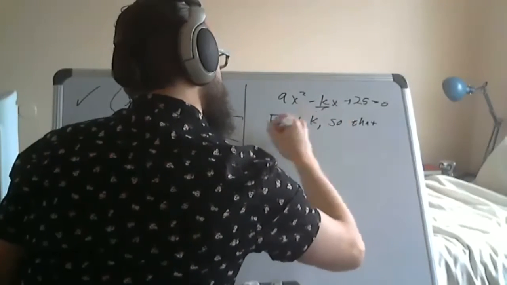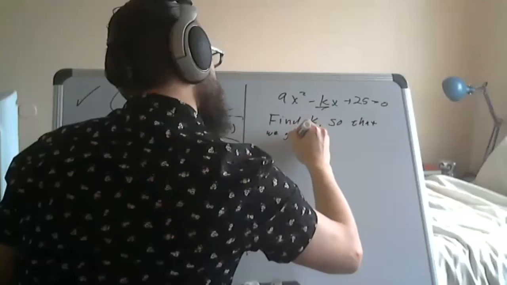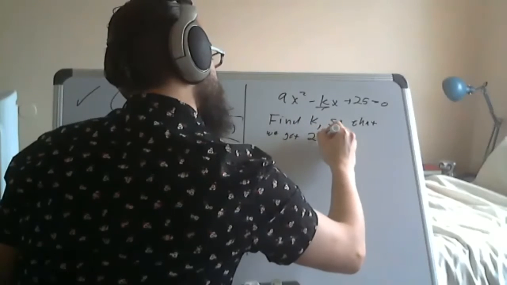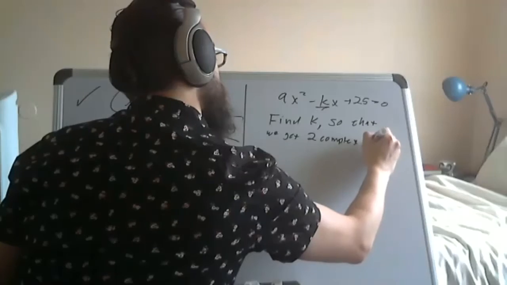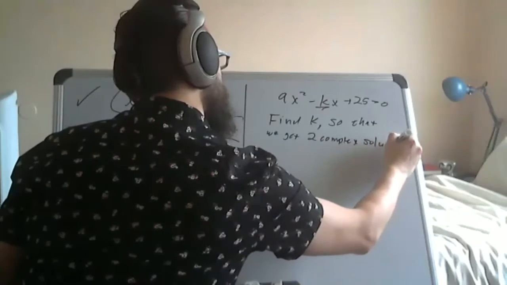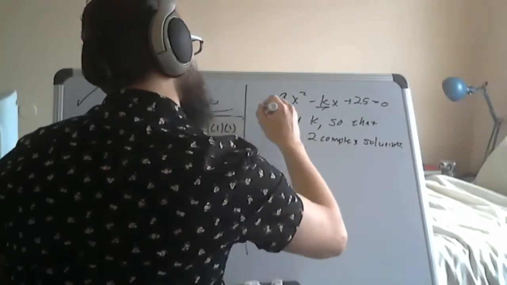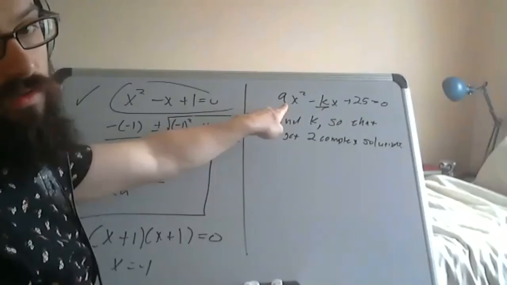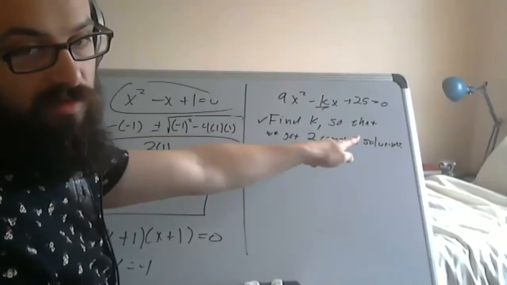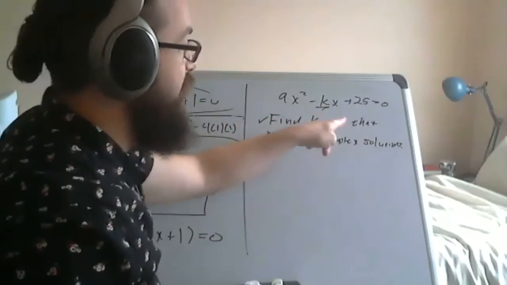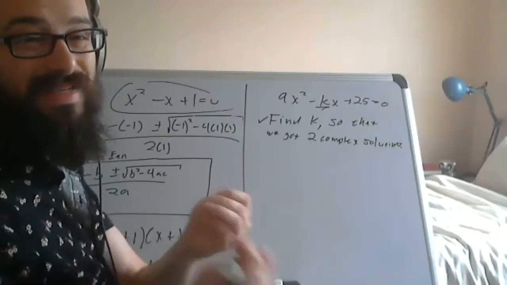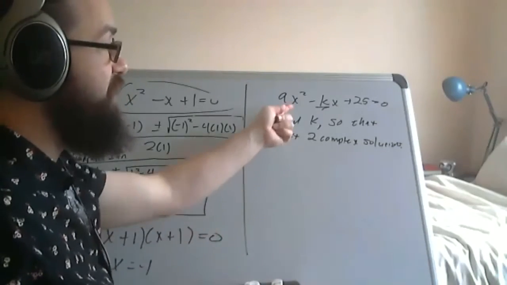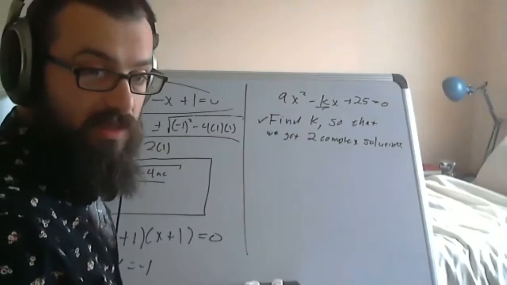So that we get two complex solutions. So we have 9x squared minus kx plus 25 equals 0. And k can be a number of things, and we want to figure out which things it can be so that it gives us complex solutions for this.